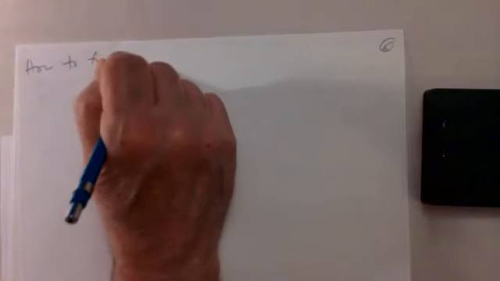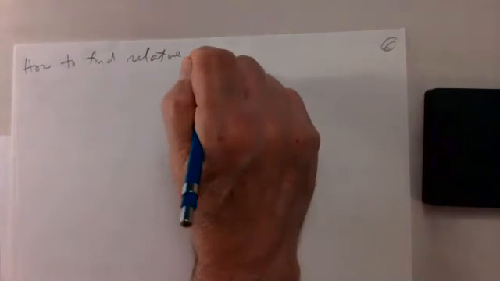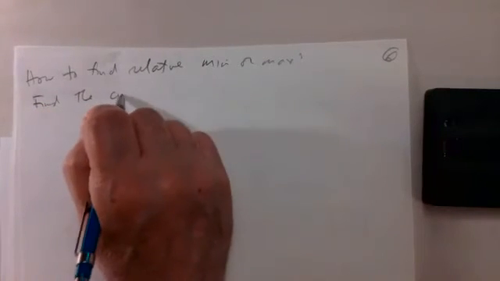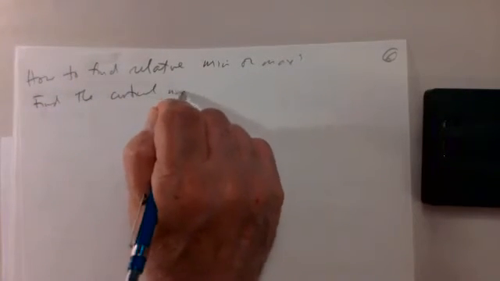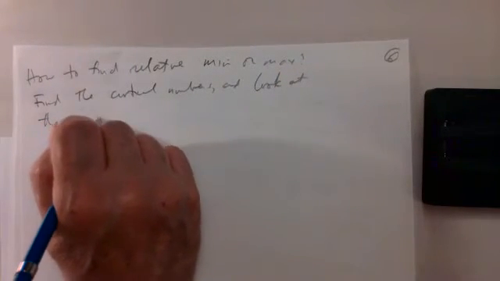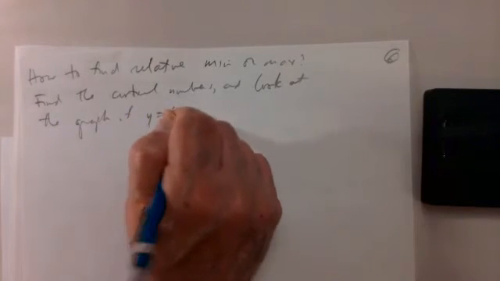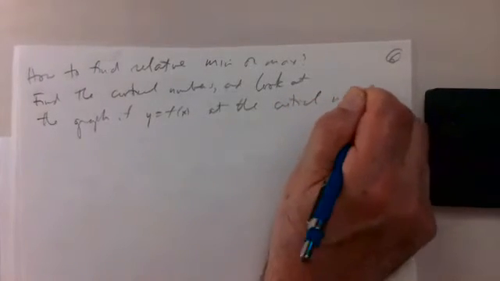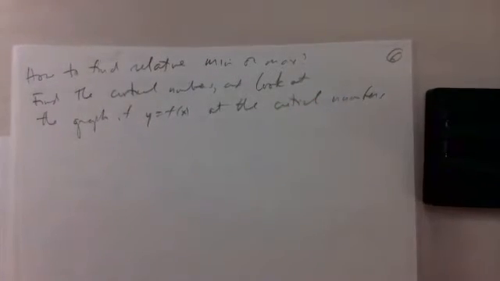So how do you find a relative minimum or a relative maximum? Well, find the critical numbers and, well, let's say, look at the graph of y equals f of x at the critical numbers. Those are the only places where you can have a relative minimum or relative max.